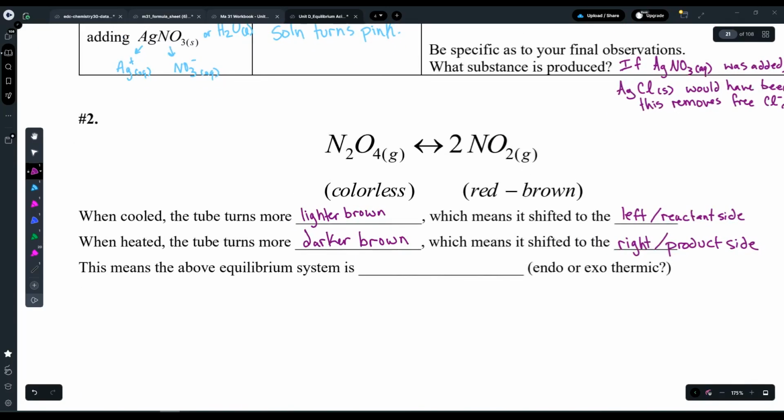Okay, so this means the above equilibrium, is it endothermic or exothermic? Based off of our observations, when it was cooled, the reaction shifted this way. So when we took away, the equilibrium shifted towards the left-hand side. So remember, for our stresses, when you take away, the equilibrium shifts towards what you took away. So this indicates that the energy term is a reactant.